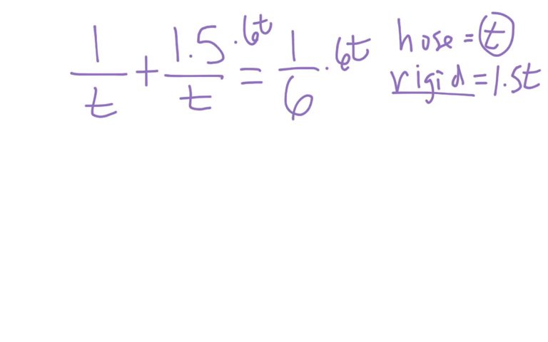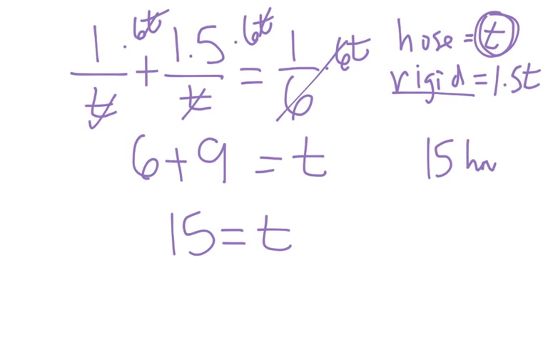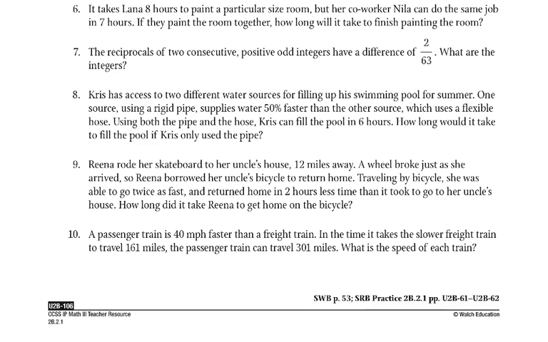Okay? If I times by 6t, I get rid of all my fractions. So 6's cancel, I'm left with t, equals, the t's cancel, 1.5 times 6 is 9. T's cancel, 1 times 6 is 6. 6 plus 9 gives me 15. So for the hose, which was just t, it takes 15 hours. So dividing that by 1.5 gives us the pipe, which is 10 hours. I believe that's what they were looking for.